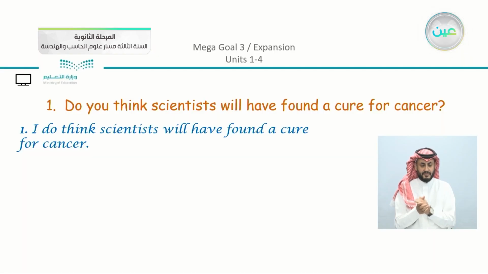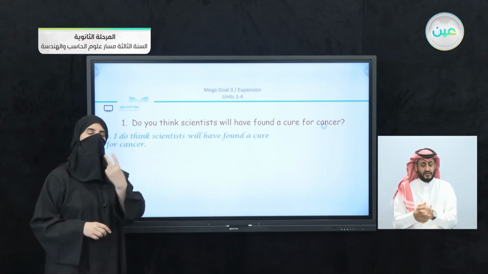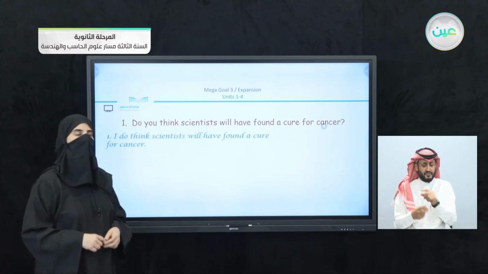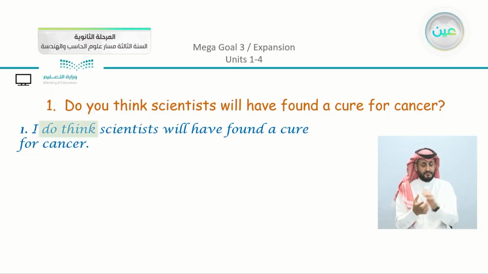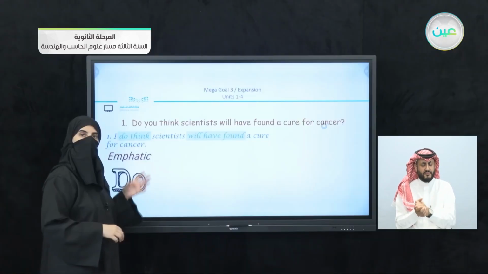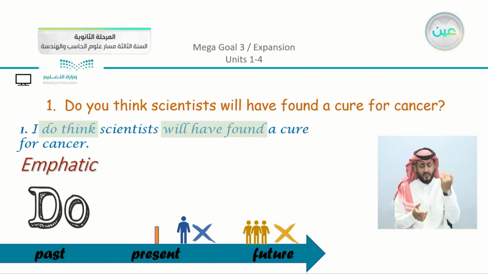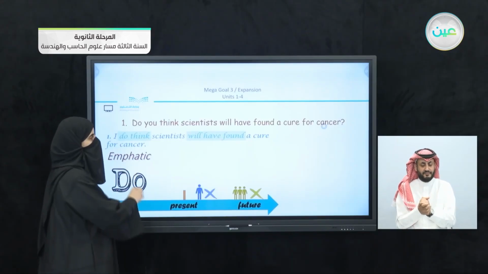Now, for example here, I do think scientists will have found a cure for cancer. Here in this sentence, if you notice, we studied 2 structures and they are both in the sentence. We have, first of all, I do think. So this means that I applied the emphatic do as we studied. And we have also will have found, which applies the future tense that we studied in Unit 3 as well. So we have here the future perfect tense, as you can see, the future perfect simple.